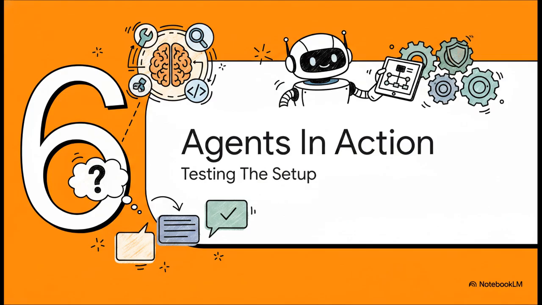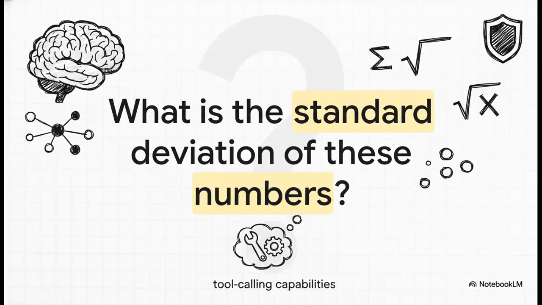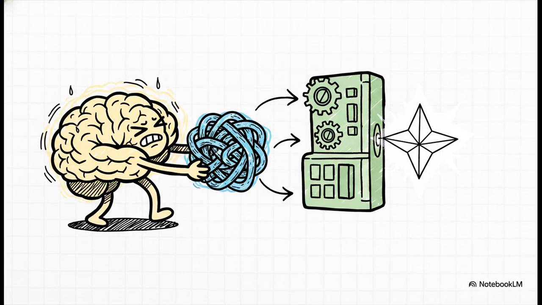Let's see this in Section 6, Agents in Action. Let's look at our first prompt. What is the standard deviation of these numbers, rounded to 4 decimal places? This is a classic problem. Small models usually fail miserably at this if they try to calculate it purely using their language weights. But with our local tool setup, it's a totally different story.